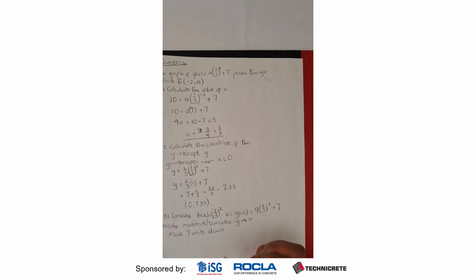So that's the first thing there. And then we have to account for the 9 that is there. And we can account for that by saying you have to move it 1 unit to the right. So that is the translation that happened. Move 7 units down and move 1 unit to the right.